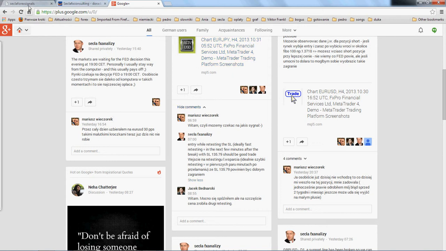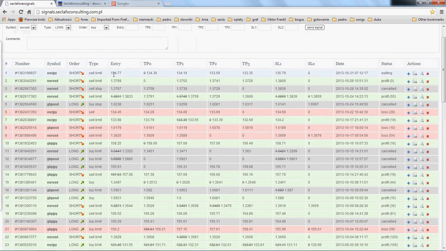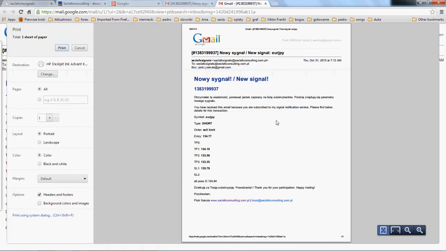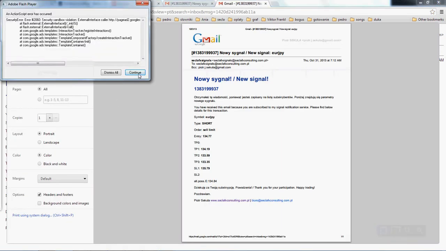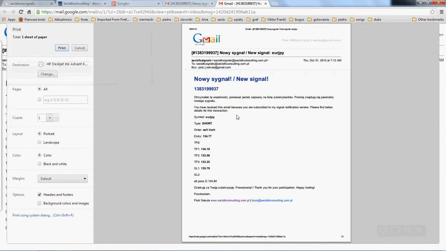And let's have a look at my signals. I've sent you a signal, this signal. You can receive my signals via email. It always goes via email, and you can also have it via SMS, so we deliver it to your mobile. Okay, so that's how it looks when you receive an email.